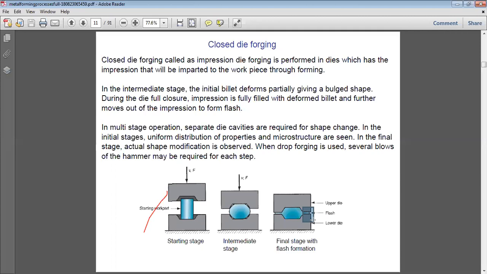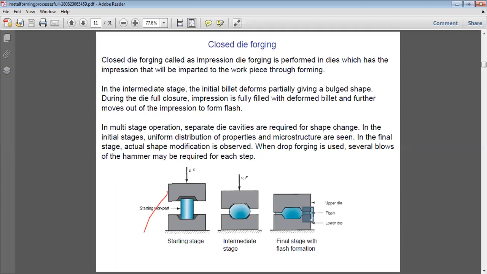Clear? Uniform distribution of properties and microstructure are seen, where in the initial stages there is uniform distribution, and we can see the microstructure is uniformly distributed. In the final stage, actual shape modification is observed. So in the final stage of flash formation, when the flash is formed, the actual shape modification takes place.